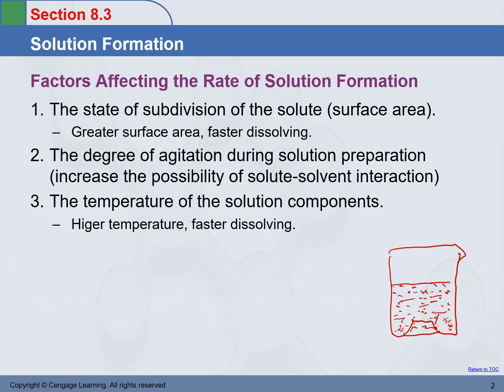So those are the 3 factors affecting the rate of dissolving. Number 1, surface area. The greater the surface area, the faster dissolving because only the molecules on the surface can get dissolved. Number 2, the degree of agitation. Basically, agitation increases the possibility of the solvent and solid interaction. It moves the particles on the surface of the solid away. Number 3, higher temperature, faster dissolving. Higher temperature, higher kinetic energy, easier to overcome the attraction between the solid particles.